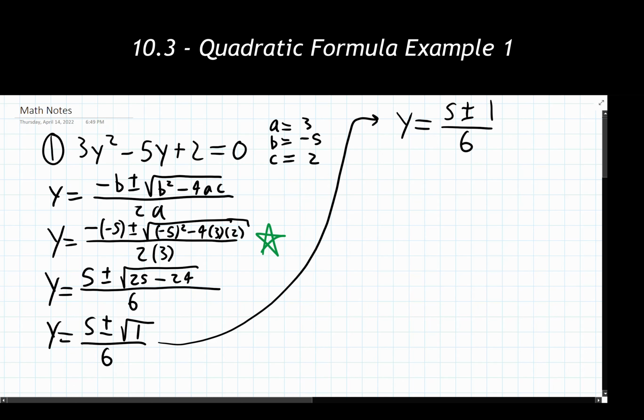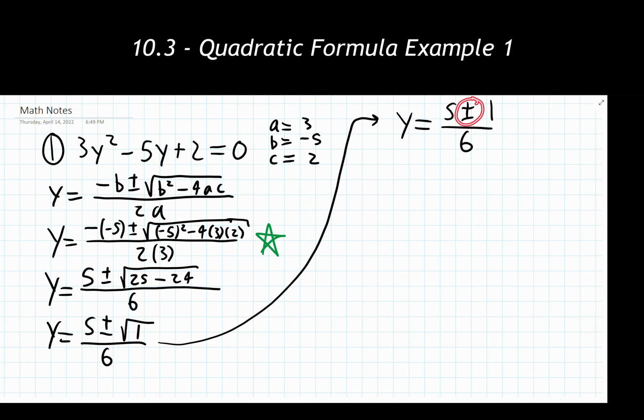Now with this plus or minus showing up in here, I am going to need to split this thing apart into the instance where I am adding that 1 and subtracting that 1. So I'm going to have y equals 5 plus 1 all divided by 6, and y equals 5 minus 1 all divided by 6. Whatever's going to help you keep that organized and split up for yourself, go for it. Use whatever's helpful. And then we're simplifying each of these things individually.